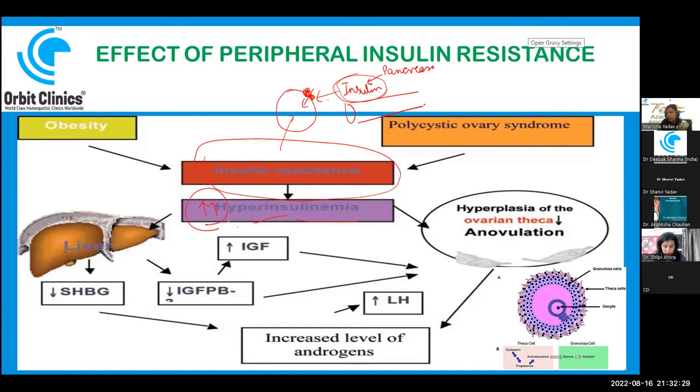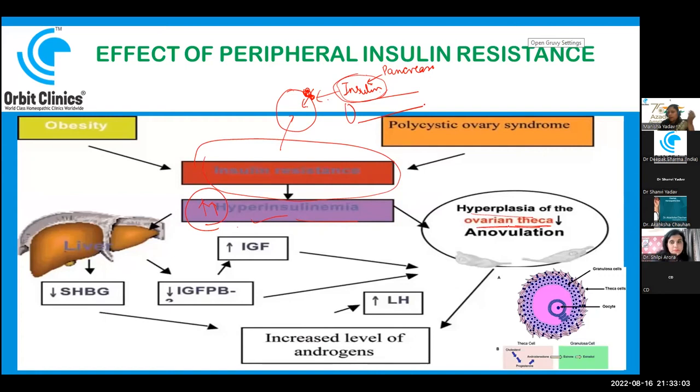So what will this cause? What will be the effect of this excessive insulin in the blood? If we have excessive insulin in our blood, how will it affect the various organs, or how will it affect the ovary? There are two ways through which this excessive insulin in the blood can lead to an increase in androgen. Firstly, this excessive insulin will cause hyperplasia of the theca layer of the ovary.